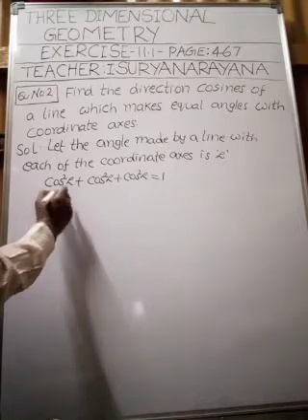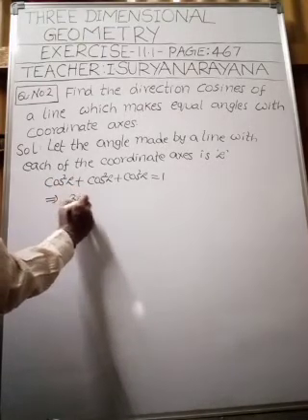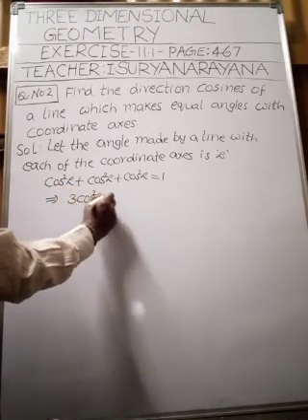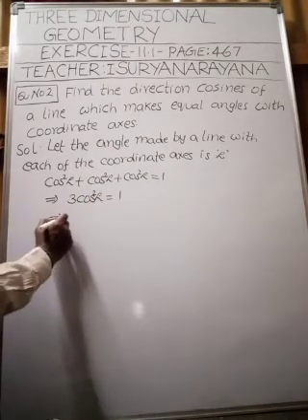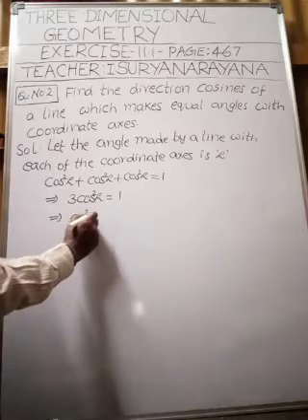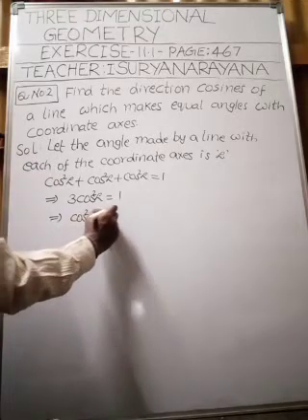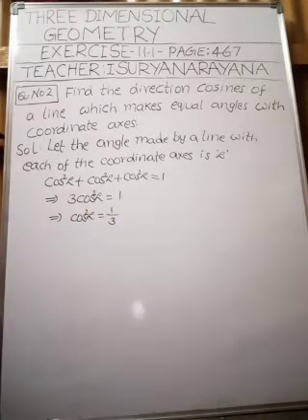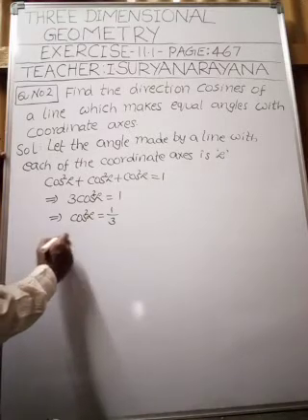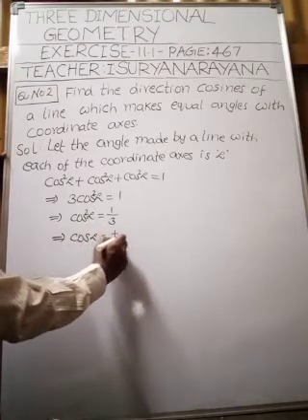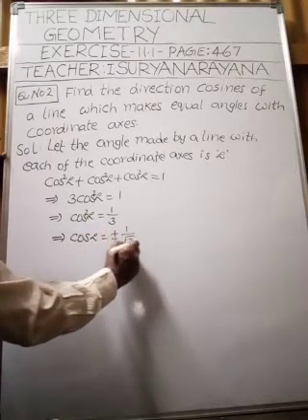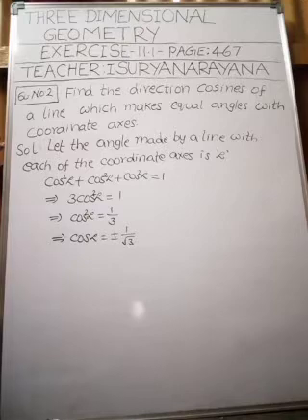Understood this point, my children? Right. This implies what we get? 3 cos square alpha is equal to 1. Yes or no, my children? This implies cos square alpha is equal to 1 by 3. This implies cos alpha is equal to plus or minus 1 by root 3. Understood this step, my children?